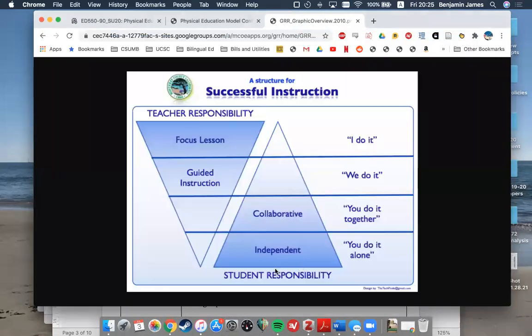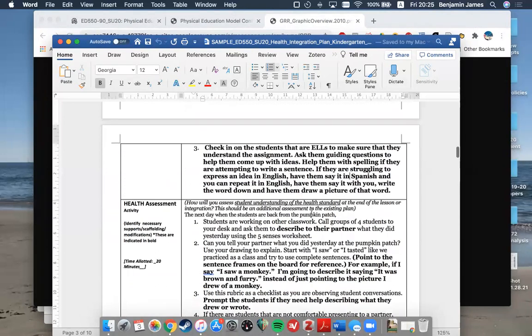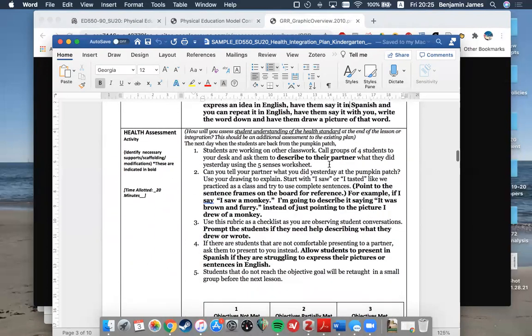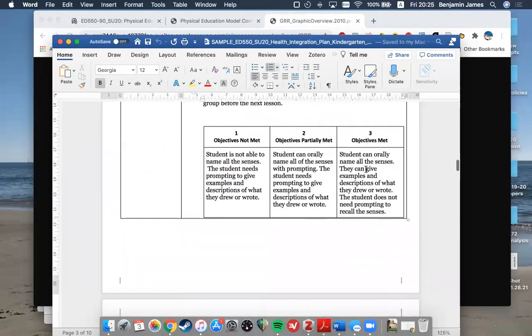And again, this is the independent time where they do it by themselves. The teacher has them come up in groups of 4 and describe to their partner what they did yesterday using the 5 senses worksheet. So they use the practice worksheet here from the practice section to orally describe what they saw. And then the teacher uses this rubric to assess their ability to orally name all the senses and give examples and descriptions of what they drew or wrote.